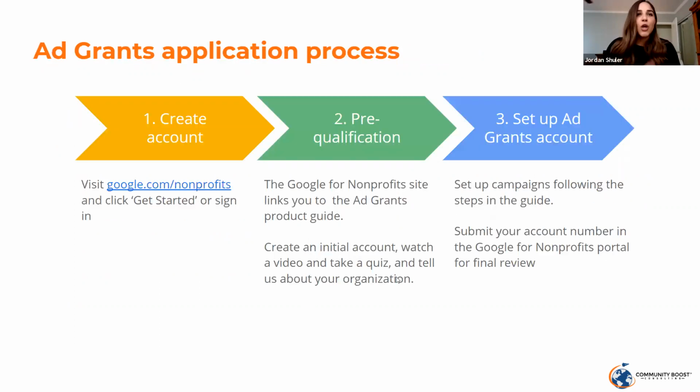So go to google.com/nonprofits to create an account. You'll go through a pre-qualification video and quiz, and then you'll be walked through an initial account setup and submit your account number for final review. The typical turnaround time that we see here is around 2 weeks on average, about 10 business days. Could be a little bit less or a little bit more, it all depends.